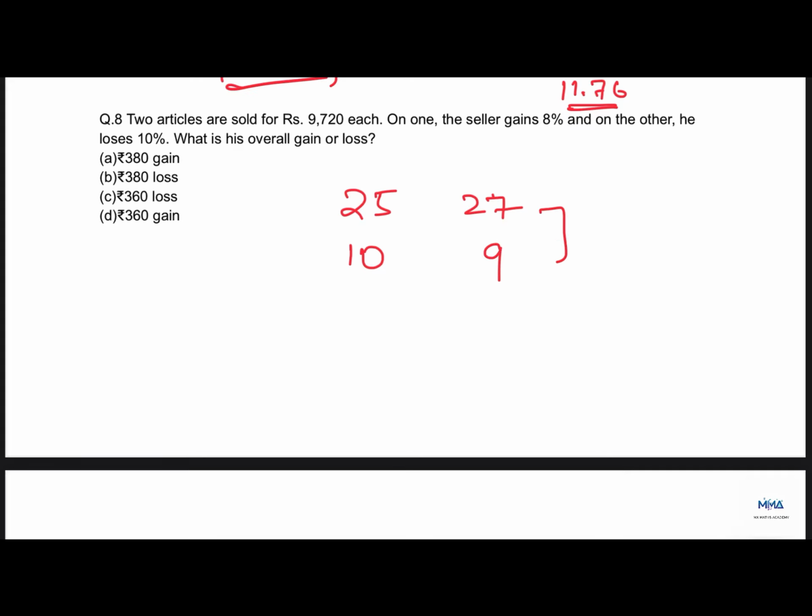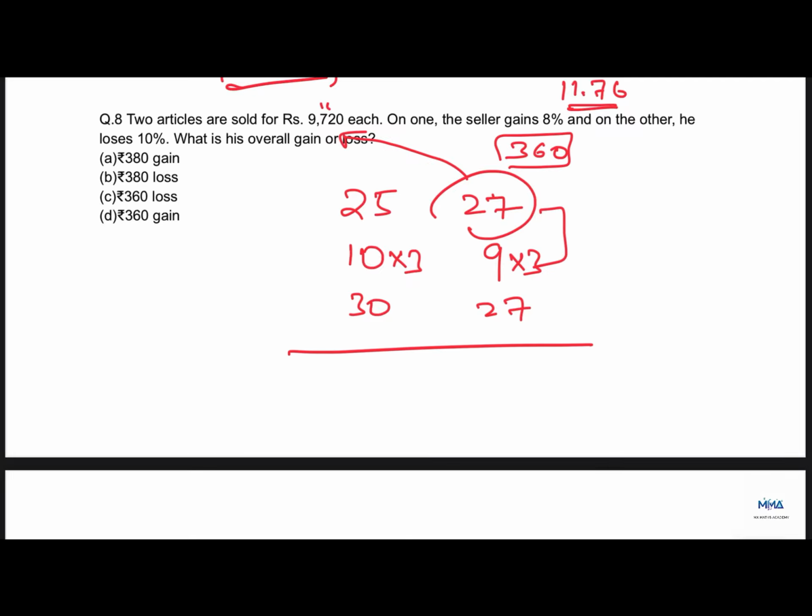Since both of the selling prices are equal, we can multiply this by 3. So you get 30 and 27. We know this 27 units corresponds to 9720. So the value of each unit is going to be 360. If we add both the CP and SP, the sum of CPs is 55 units and that of SP is 54 units. We know the difference is 1 unit, which we have already calculated to be equal to 360. And since this is a loss, it's 360 loss.